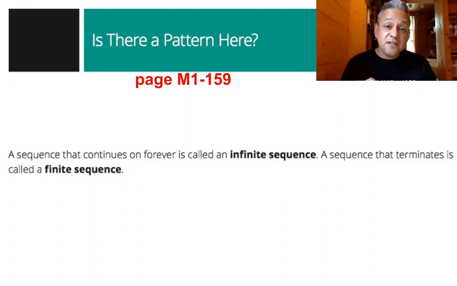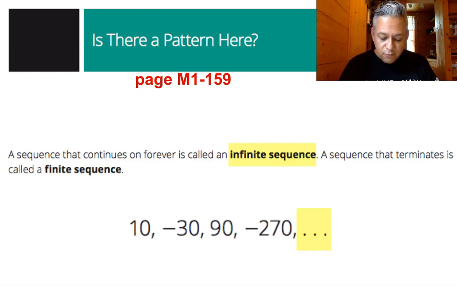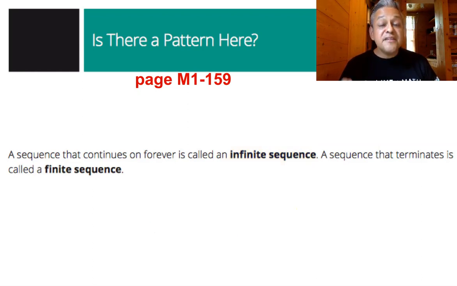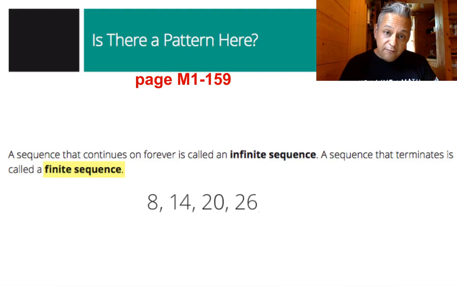Now there's two different types of sequences. A sequence that continues on forever is called an infinite sequence. And you can tell that it's an infinite sequence when you see 3 dots after the numbers. And the second type is a sequence that terminates, and that's going to be called a finite sequence. This example we have here is a finite sequence because after the number 26, there's no dots after that.